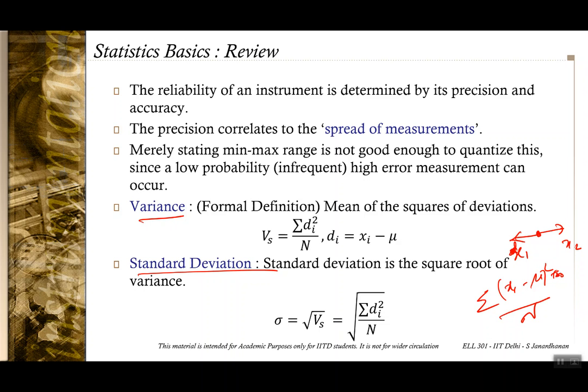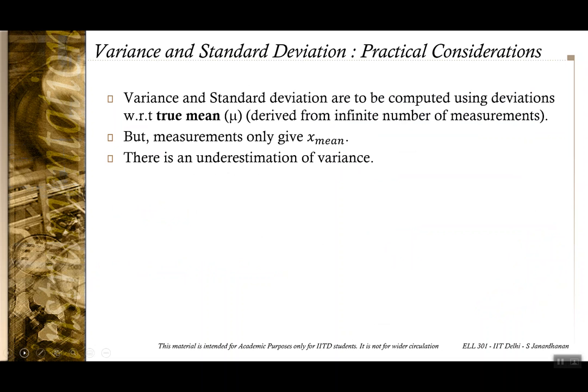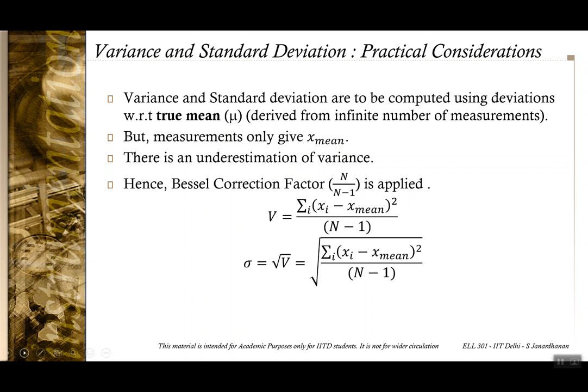standard deviation. Now there is one problem here, because we are supposed to use mu, and however in practice you don't have the true mean, you only have the sample mean. Okay, so because of that there is always a danger of an underestimation of the variance. Okay, and because of that we have to modify this. We have to actually get a correction factor, the Bessel correction factor, which is n by n minus 1.